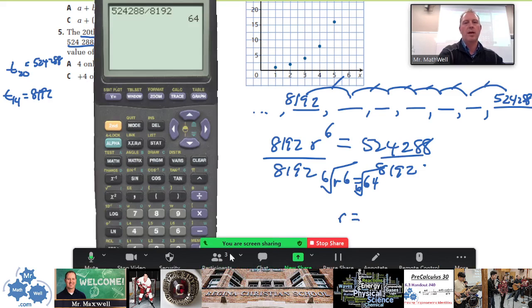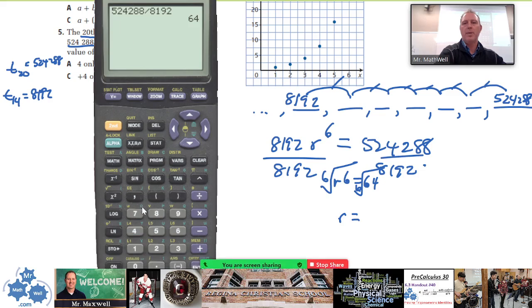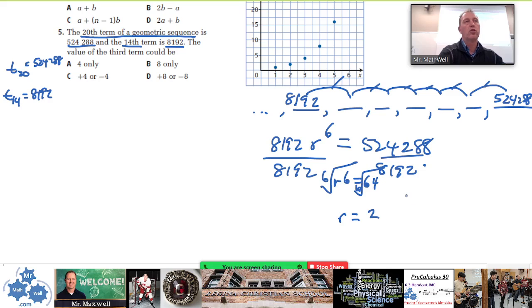Now, how do you do that in your calculator? Your calculators will be a little bit different, probably. But somewhere you want to do, I think I have to do 6, and then I have to hit math, and then this right here, function 5, of 64. Now, there are other ways you could do it, but r is 2. So 2 to the power of 6 is 64. Okay? So r is 2. Yeah, we got it right.